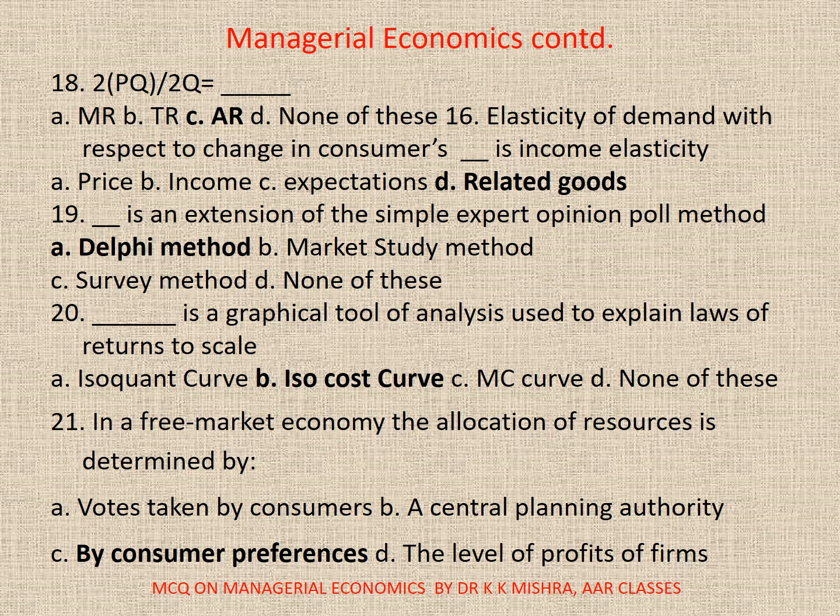18. dTR/dQ, that is, d(PQ)/dQ, is equal to A. MR, B. TR, C. AR, D. None. The correct option is C, AR, average revenue. 16. Elasticity of demand with respect to change in consumers dash is income elasticity. So here correct option is D, related goods.